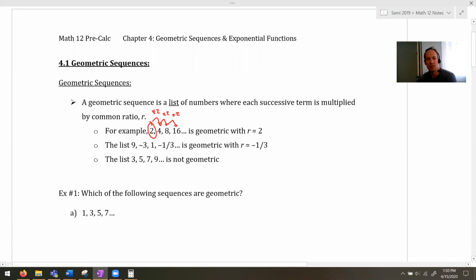If you keep multiplying it by the same number consistently, then it's geometric, and we would say r is equal to 2. You can start with the number 9 and multiply it by negative a third so that the signs keep alternating.